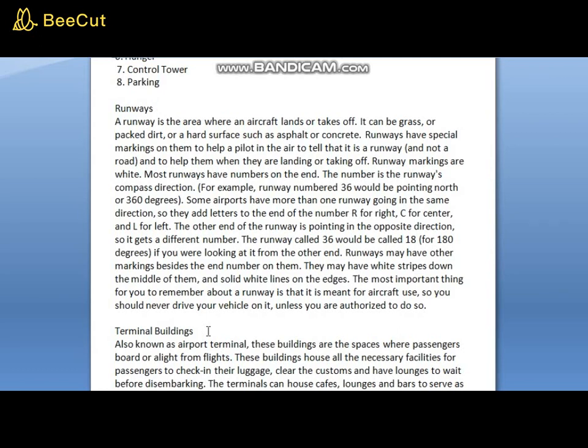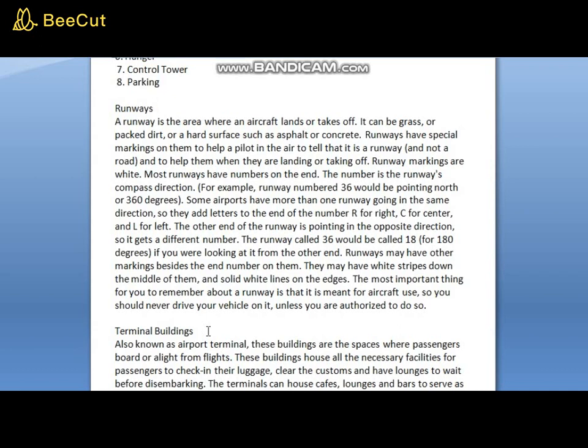The other end of the runway is pointing the opposite direction, so it gets a different number. The runway called 36 will be called 18 if we are looking at it from the other end. Runways may have other markings beside the end number on them. They may have white stripes down the middle and solid white lines on the edges.